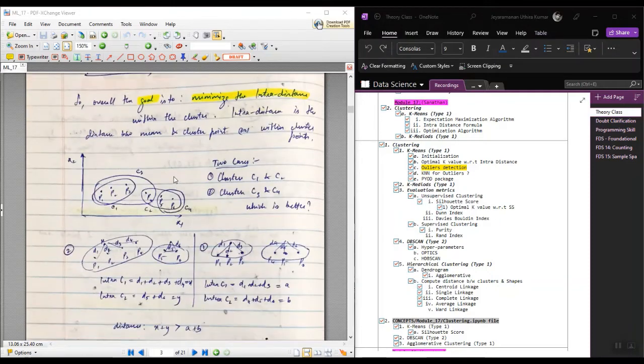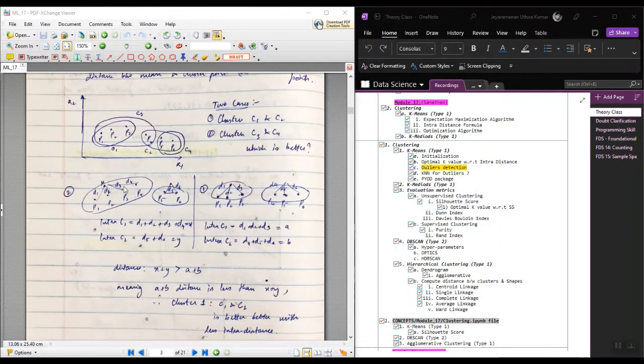So in this manner, two cases can happen. Let's say we have already classified the clusters. We have decided the clusters, let's say C1 and C2, and C3 and C4. One has three points, the other has 4 points, and here 2 points. So which is the best clustering here? How do we decide that?